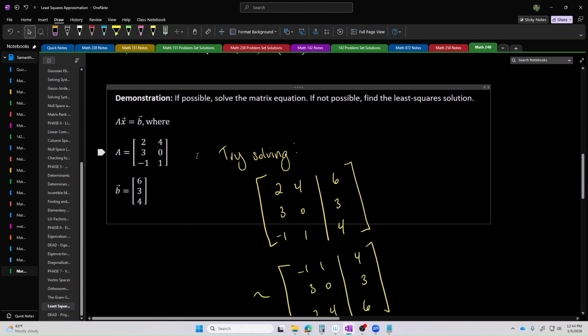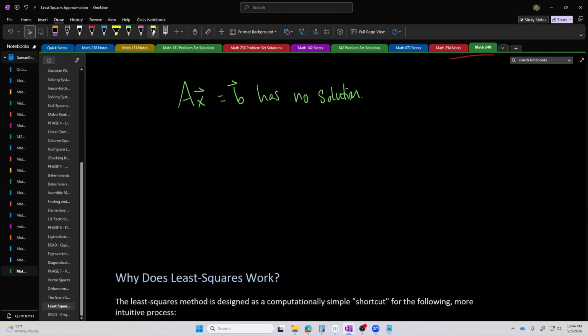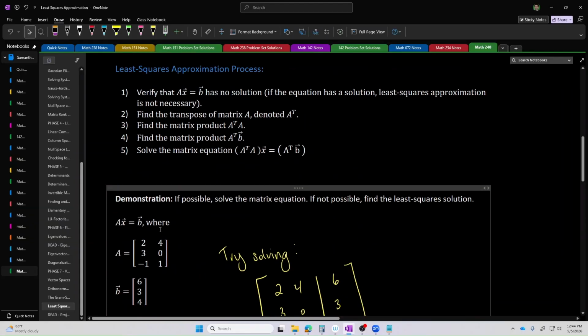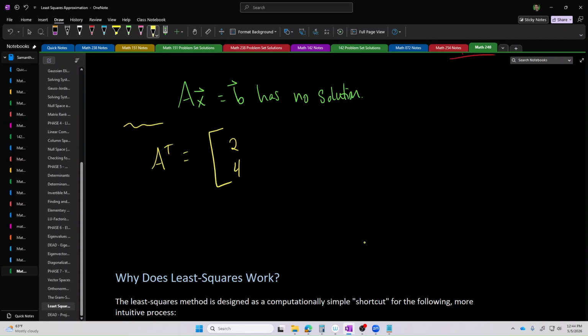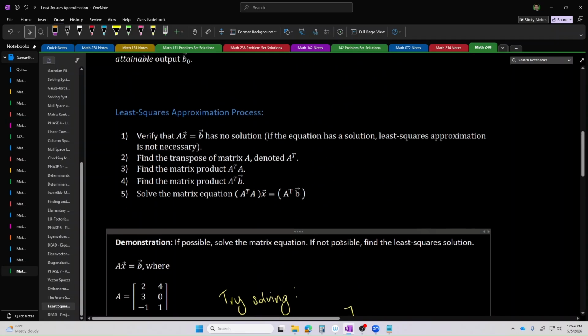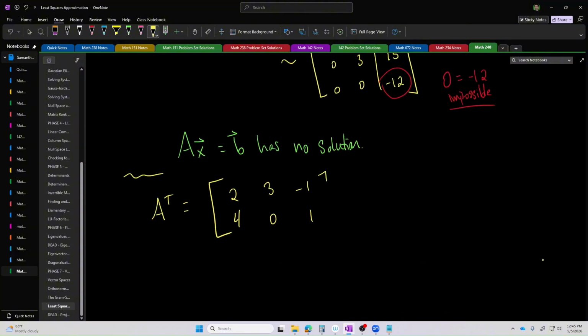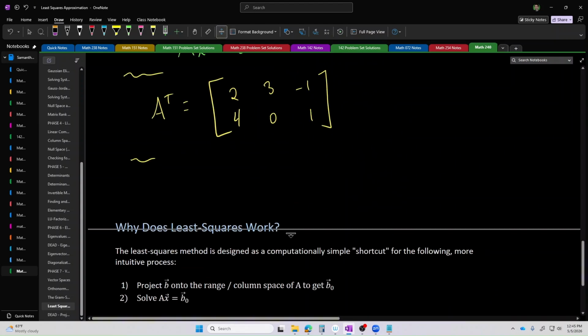And let's remind ourselves that the job of A transpose is to take all the rows of A and turn them into columns. So for example, here, A transpose would have the column 2, 4. A transpose would have the column 3, 0. And A transpose would have the column -1, 1. So here is A transpose. And we're now going to use A transpose in two different ways to find the least squares approximation.